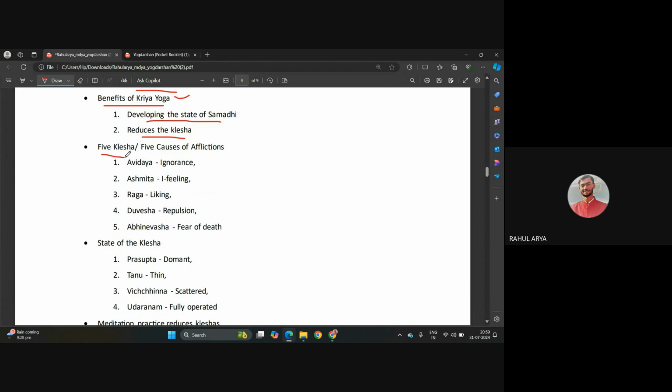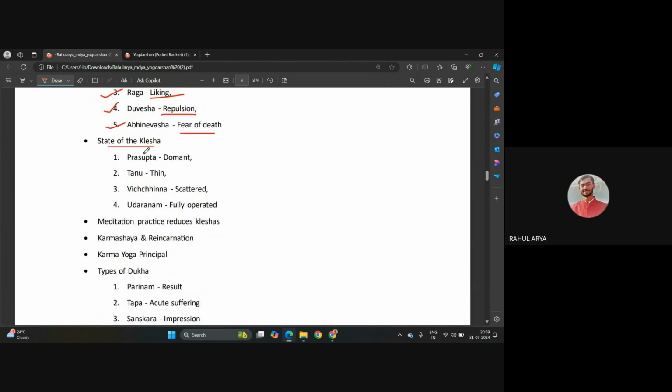Now after that, the description of the kleshas. We have 5 kinds of kleshas in total, and they affect our complete life. They are avidya, ignorance; asmita, I feeling; raga, attachment; dvesa, meaning hatredness, repulsion; and abhinivesa, fear of death. These are the 5 kleshas. We all humans are affected by these kleshas, and the prakriti and the purusha combine only because of klesha.